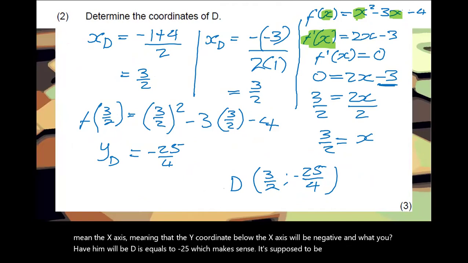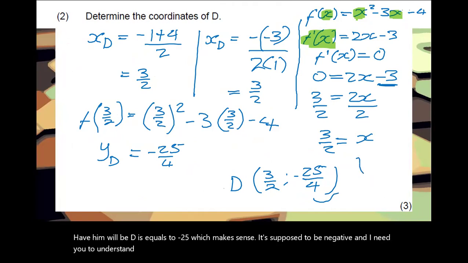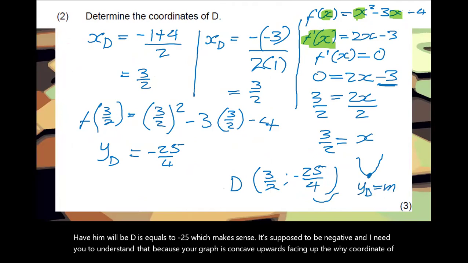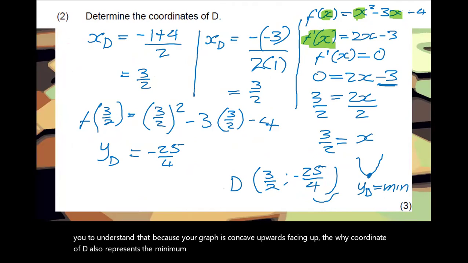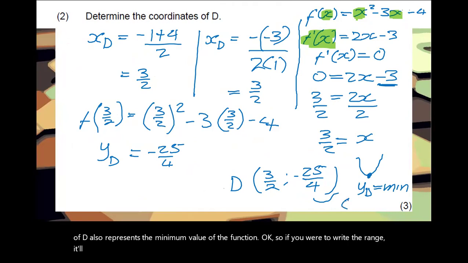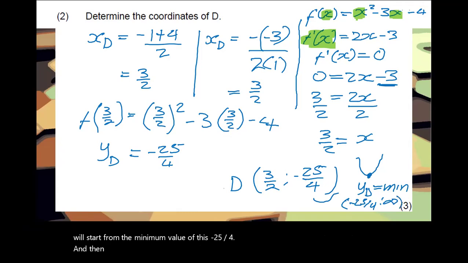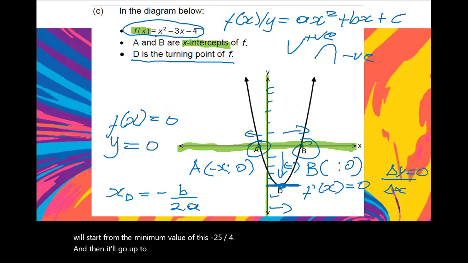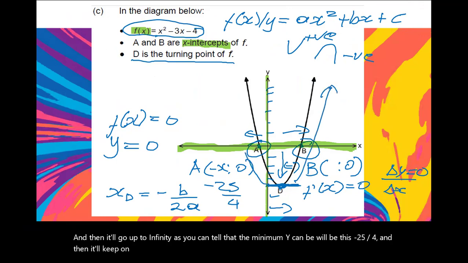And I need you to understand that because your graph is concave up, or it's facing up, the y coordinate of D also represents the minimum value of the function, okay? So if you were to write the range, it'll start from the minimum value of negative 25 over 4, and then it'll go up to infinity. As you can tell, the minimum y will be this negative 25 over 4, and then it'll keep on going up. Whether it's this side or that side, y keeps on going up, up, up.